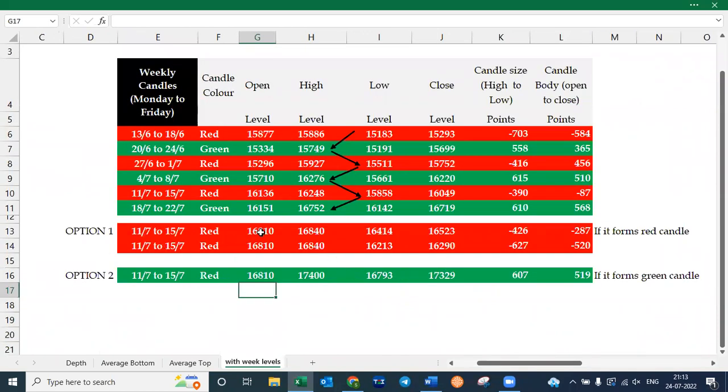So option 1, opening 16,810. I expect the high to be 16,840, low 16,414, and a close of 16,523 if it forms a red candle. And the same option 2, if it forms a red candle, opening 16,810, high 16,840, low 16,213, and close 16,290. If it forms a green candle, 16,810, high 17,400, 16,793 low, and a close of 17,329.